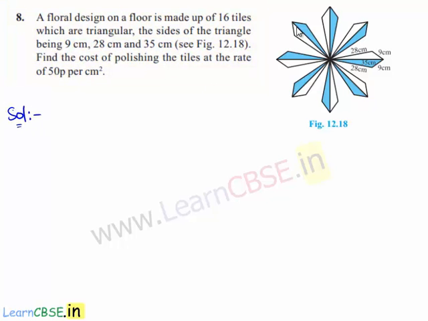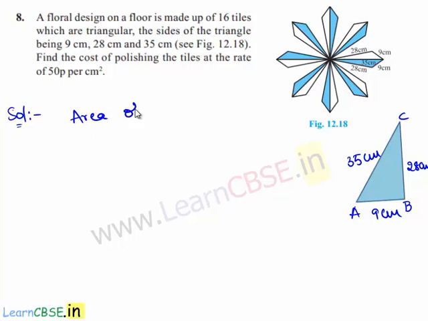So given in the figure is the floral design containing 16 tiles which are triangular. So we shall first consider one triangle. So let this be one triangle out of the 16 triangular pieces of tiles. So we shall name this triangle A, B and C. As given in the figure, AB is 9 centimeters, BC is 28 centimeters and AC is 35 centimeters. So now we shall first find the area of triangle ABC.